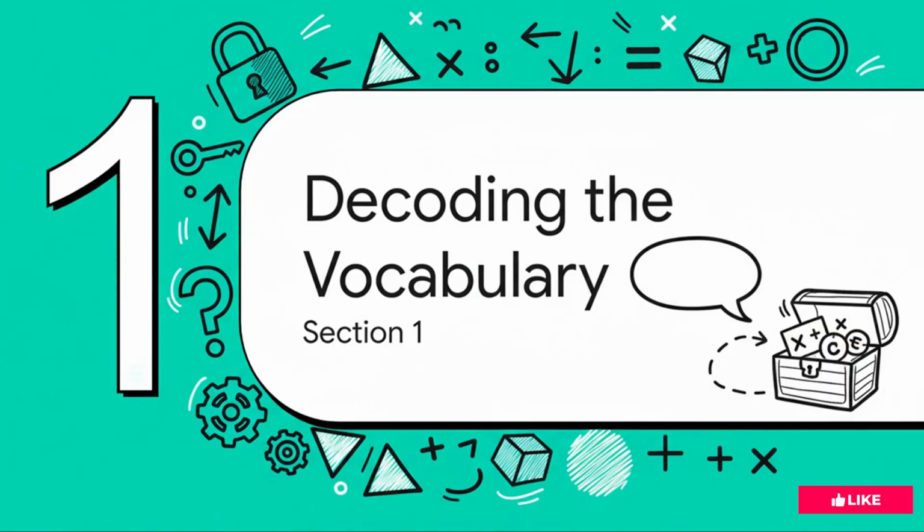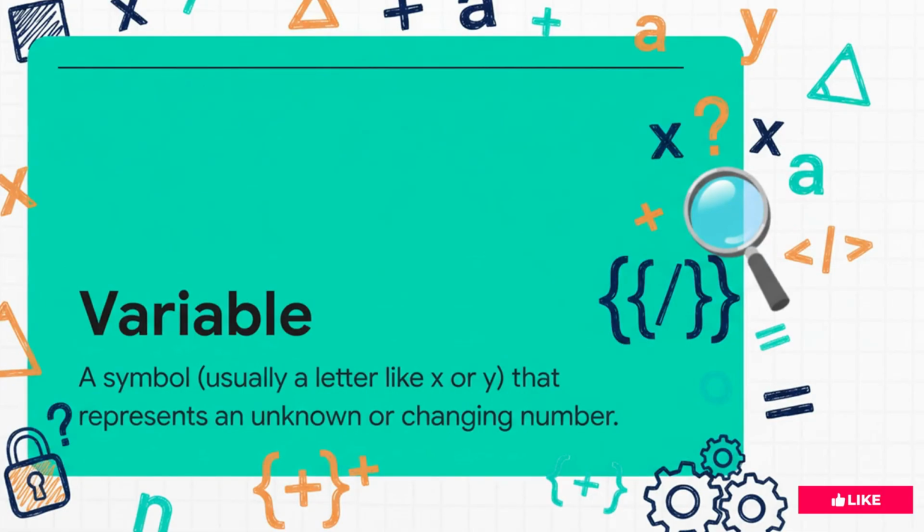So, just like any new language, you gotta start with the vocabulary. So first up, let's decode the basic words you need to know in algebra. Let's start with the absolute heart of algebra, the variable. It's usually a letter, like X or Y, and all it is, is a placeholder. It's a stand-in for a number we just don't know yet. You can think of it as the main character, or the noun in our math sentence.